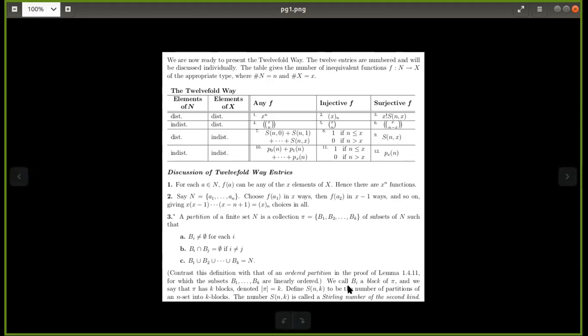So we call Bi a block of pi and we say that pi has k blocks, denoted mod pi as k. Define S(n,k) to be the number of partitions of an n-set into k blocks. So S(n,k) is the number of partitions of an n-set into k blocks. The number S(n,k), this we have already done if you remember. It's called the Stirling number of the second kind.